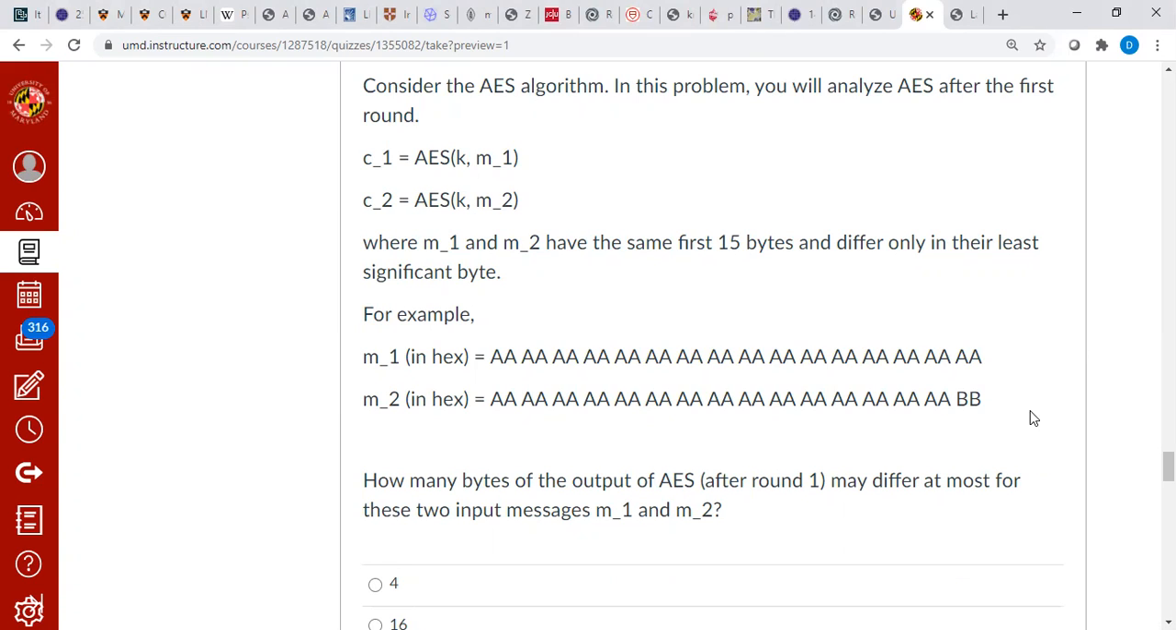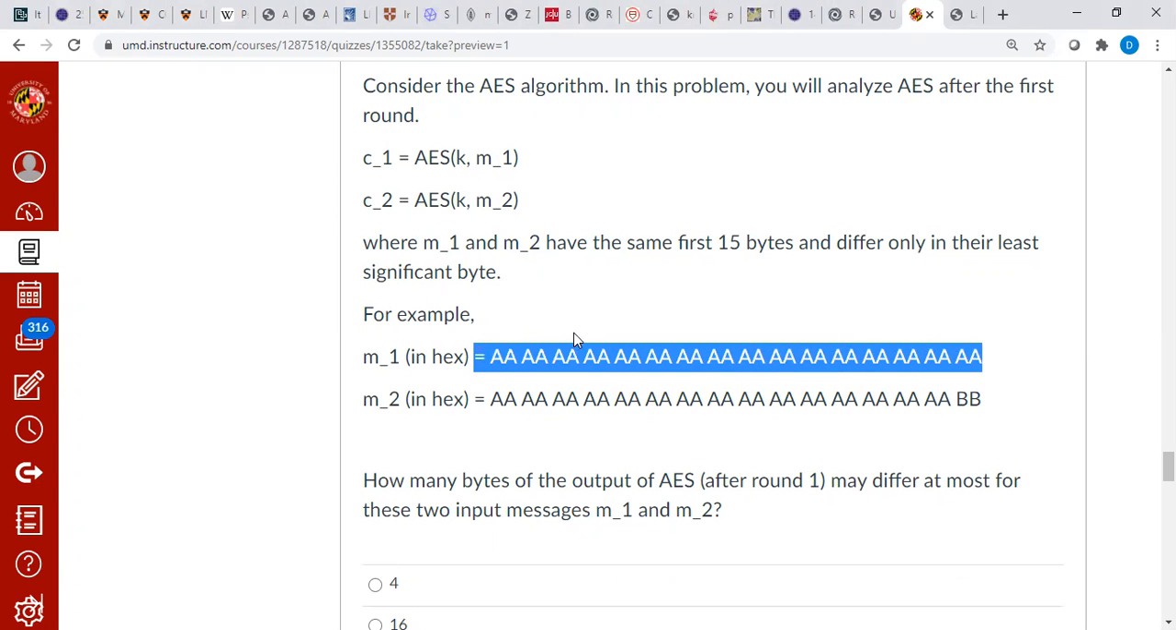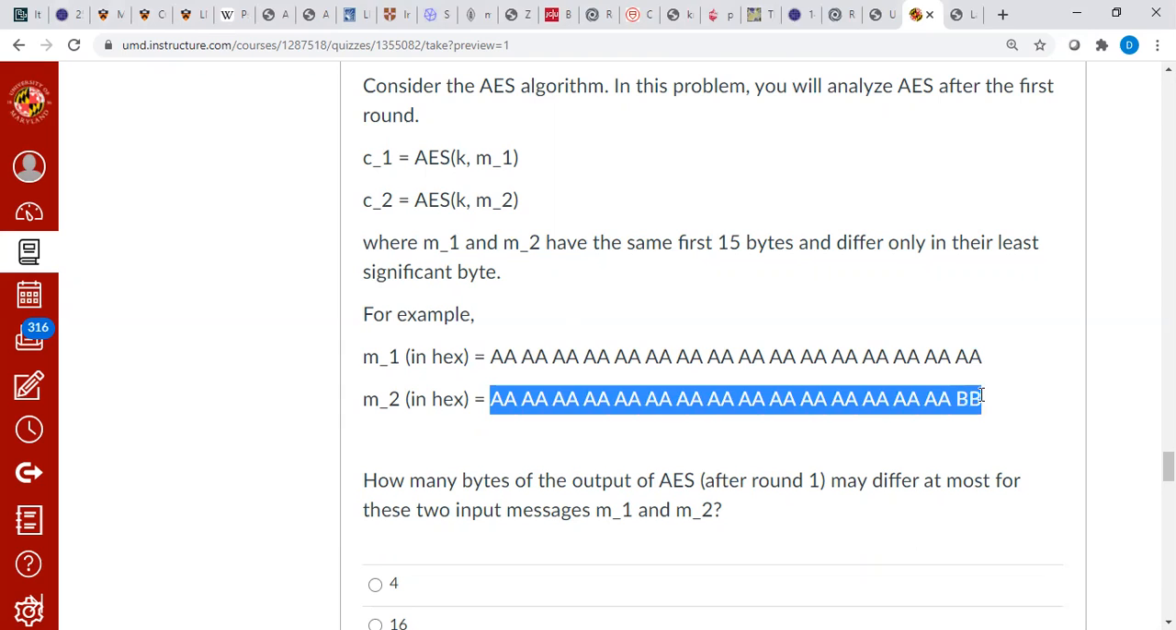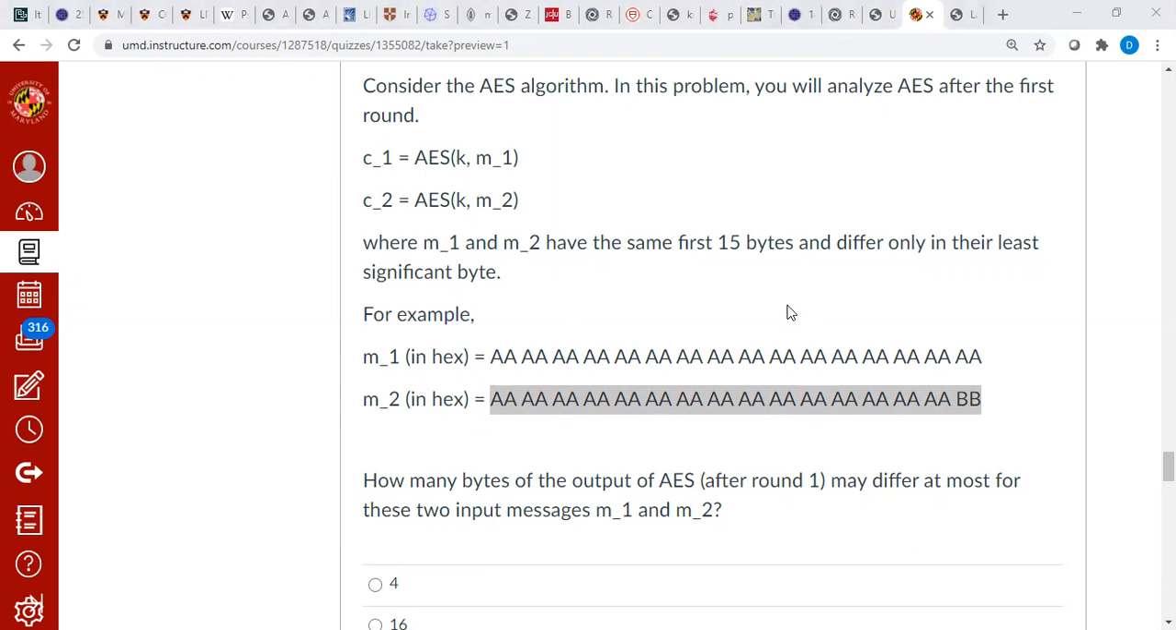The question is, if we apply AES on a message M1, we get some ciphertext. Similarly, if I apply AES on message M2, we get some other ciphertext. So we wanted to ask, what is the difference between the ciphertext after round one? Just after round one of AES, what will be the difference? How many bytes of the output of AES may differ at most between these two messages, even though we just have only one byte changed? By the way, this is all in hex.